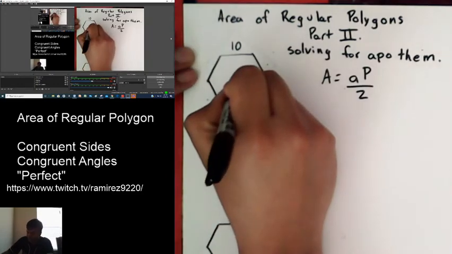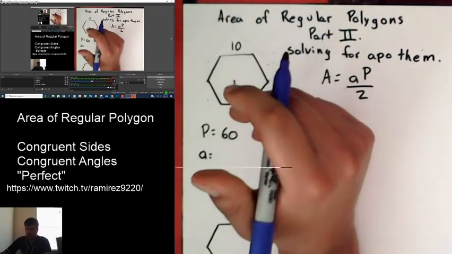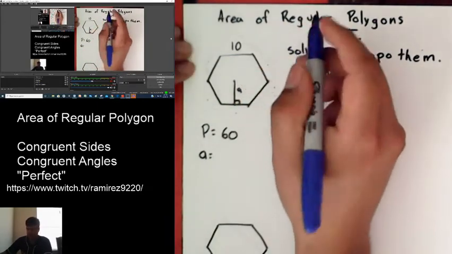The one thing that is not given in our picture is our apothem, okay? We don't know our apothem. And what I'm going to do right now is show you how to calculate this apothem. This is what I'm going to focus on here. Once you know your apothem, go back and look at part 1 if you forgot how to use the formula.